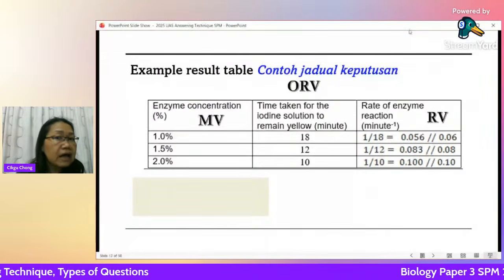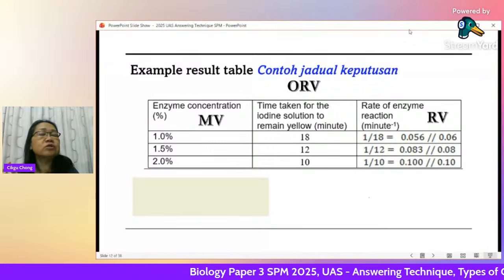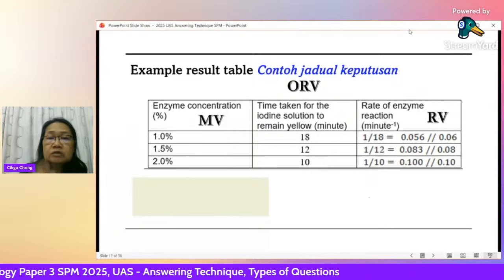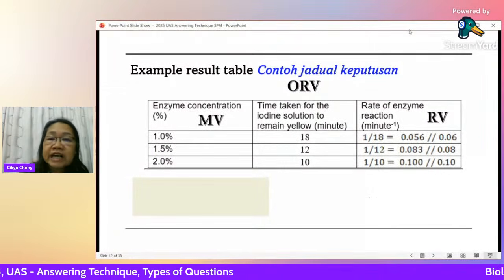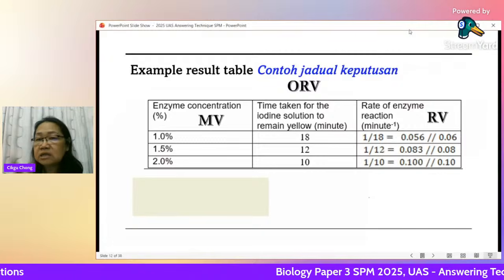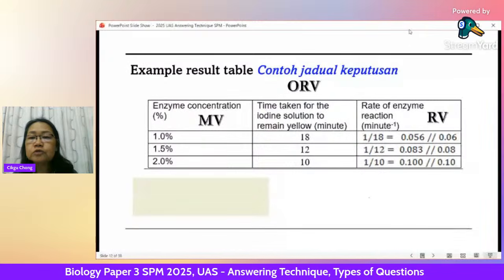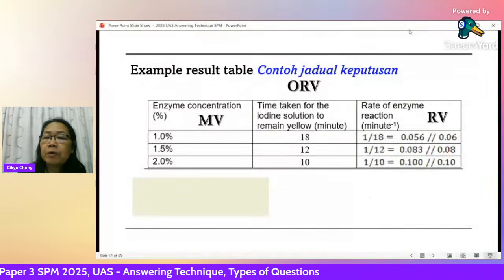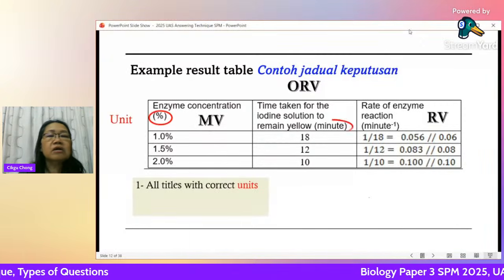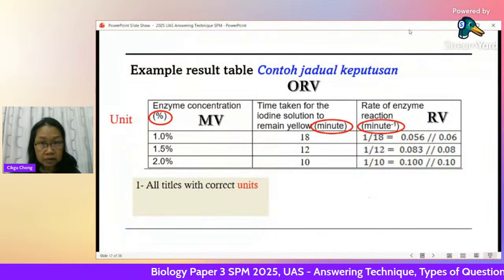From there, how do you find the rate? Rate is always 1 divided by time. Remember, your mathematics also teaches you that. Whatever rate you're looking for is always 1 divided by time. So here, if it's in minutes, it is 1 divided by minute. That means 1/18, which gives you 0.06. You see the consistent number of decimal places, either everything in 3 or everything in 2. Red block, yeah, typo, it's distilled water. All right, so all titles with correct units. Make sure you read it across: percentage, minute, and then per minute.